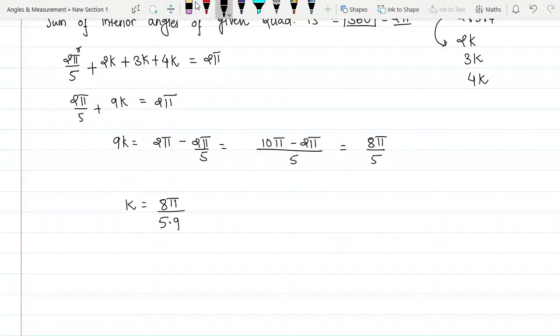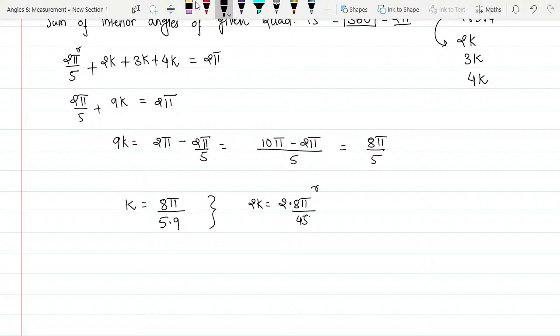Is it okay, everyone? So k equals 8 pi by 5 into 9. If this is the case, now let's find these angles 2k, 3k and 4k. 2k will be 2 into 8 pi by 9 into 5, which is 16 pi by 45. It's in radian I am talking about.